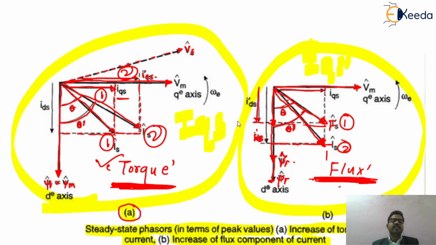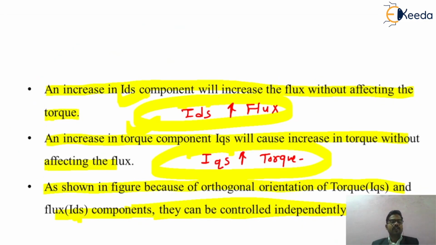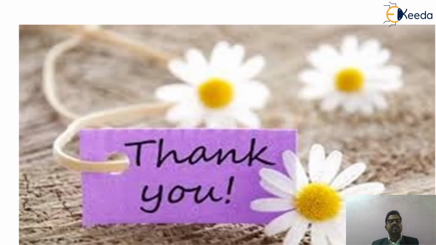So by means of that, we can control the value of the flux independently. Similarly, we can control the value of your torque independently. So that will be the very important advantage of your DQ model of your induction motor. So friends, in this way, we have studied in detail the DQ model, that is the direct and quadrature axis model of your induction motor. Thank you.